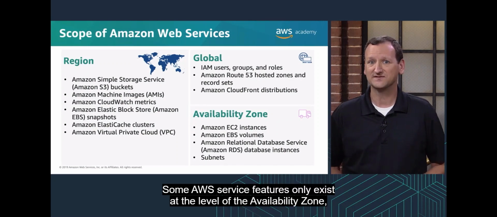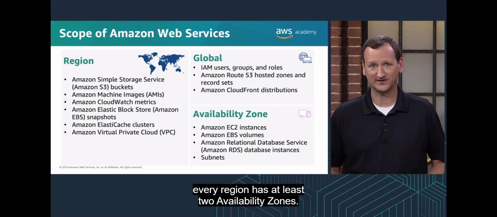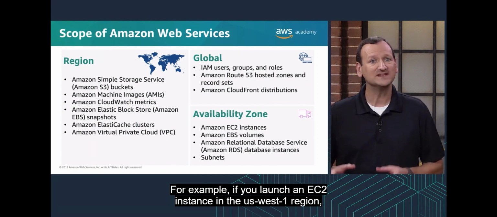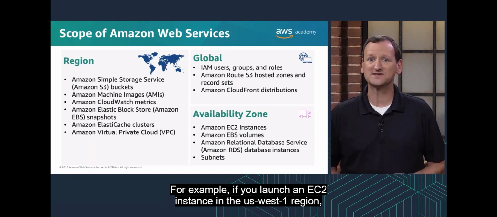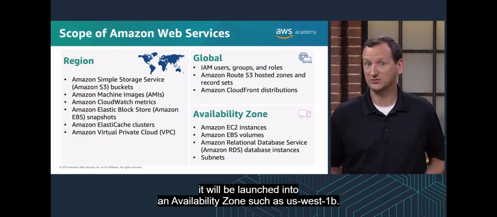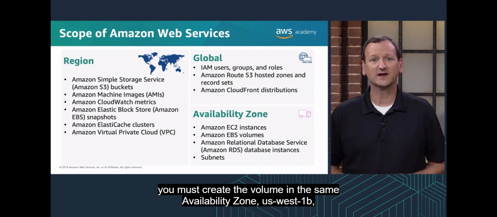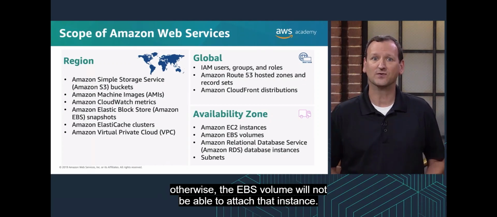Some AWS service features only exist at the level of the availability zone. Every region has at least 2 availability zones. For example, if you launch an EC2 instance in the US West 1 region, it will be launched into an availability zone, such as US West 1B. If you then want to attach a new EBS volume to that instance, you must create the volume in the same availability zone, US West 1B. Otherwise, the EBS volume will not be able to attach to that instance.